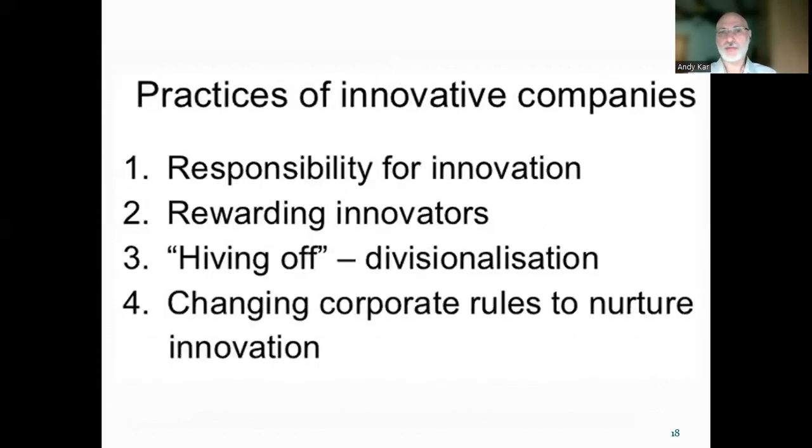Practices of innovative companies. Innovative companies are companies which have specific characteristics. Which are that? Responsibility for innovation, rewarding innovators, giving off divisionalization, changing corporate rules to nurture innovation. So, in few words, companies need to create this company culture, which is going to provide to the employees the ability to be innovative. Because innovation has to do with ideas, and if people are feeling free to express their ideas, then you're going to have an innovative culture.